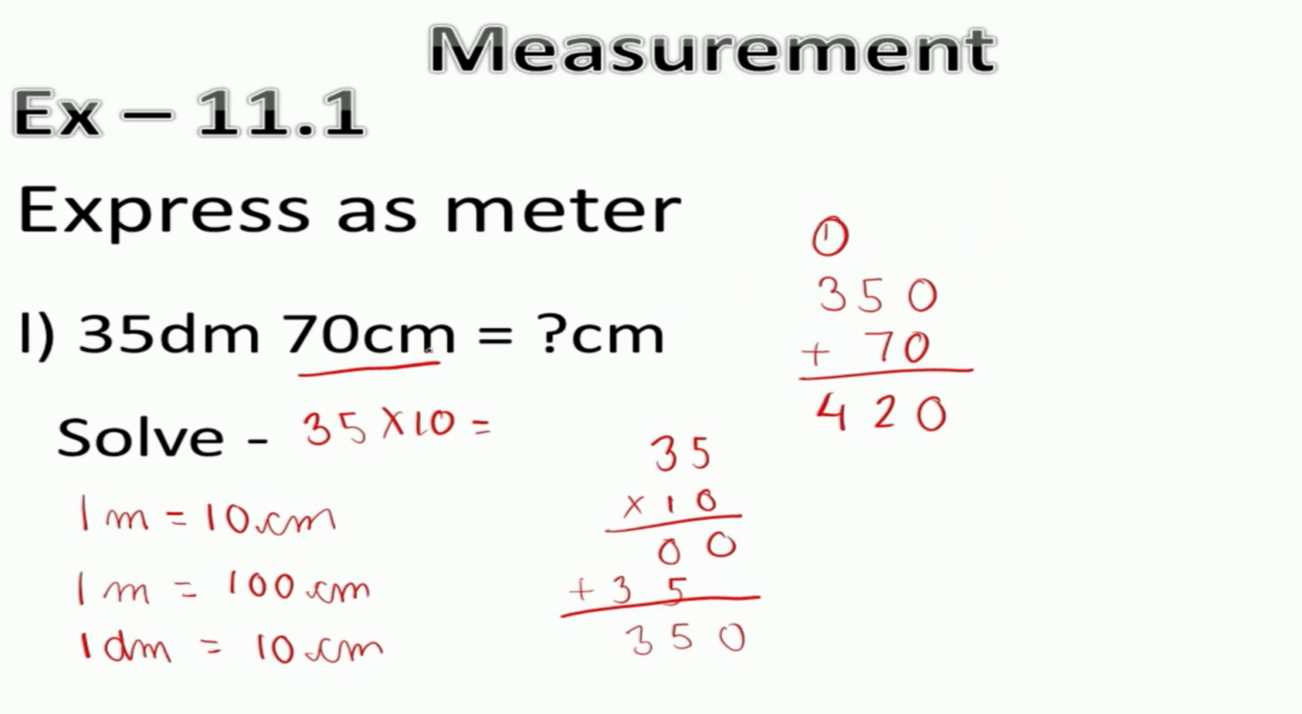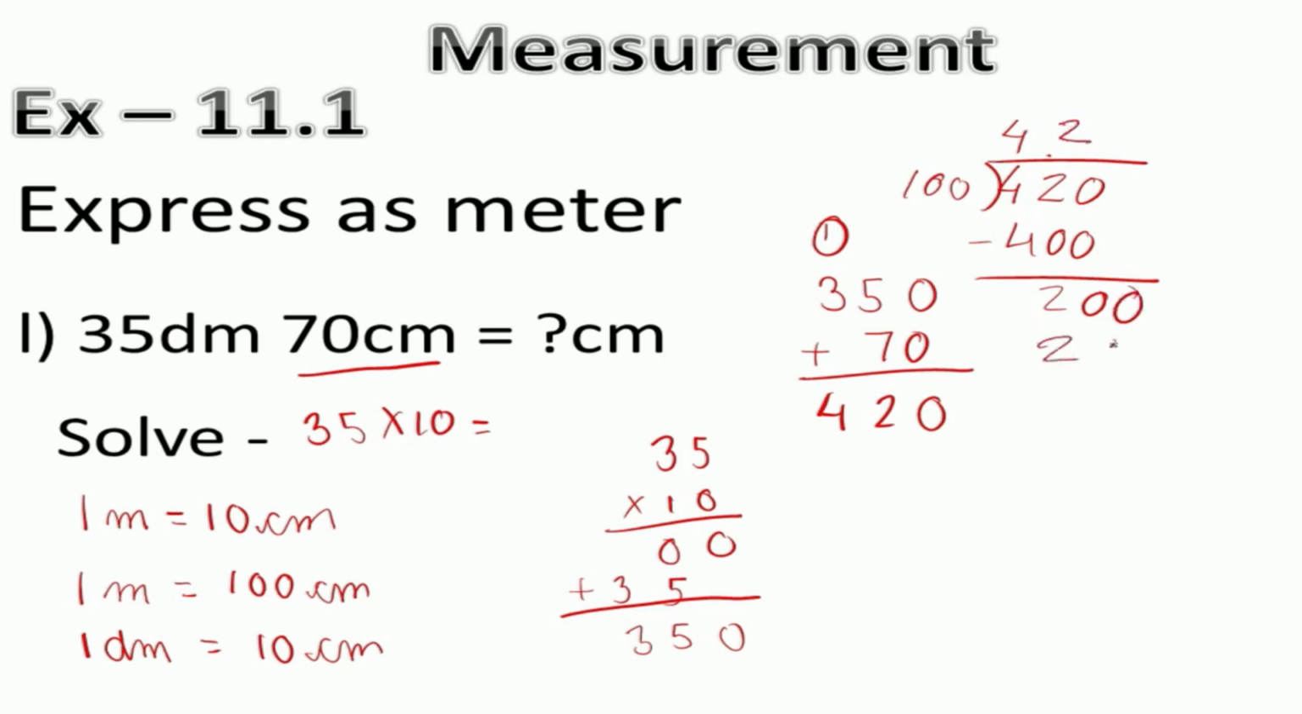And 1 meter equals 100 centimeter. So we will divide 420 by 100. 100 into 4 equals 400. We subtract, we get 20. We add a decimal and a 0. Then 100 into 2 equals 200. We subtract and we get 0. So our answer is 4.2 meter.